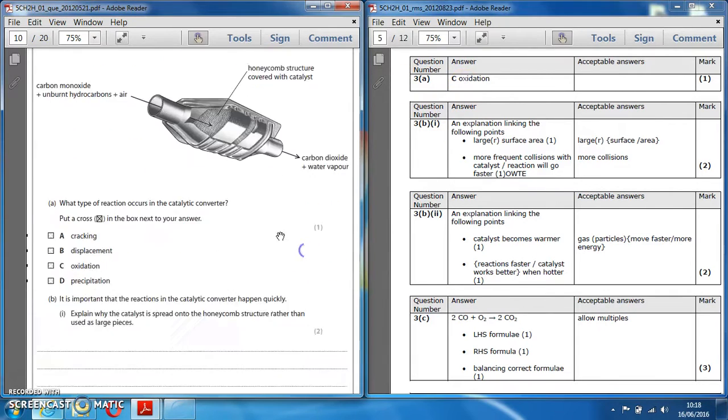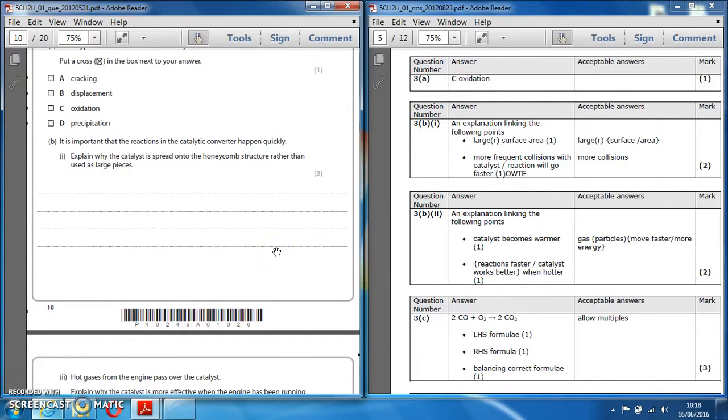Up here, for B, explain why the catalyst is spread on the honeycomb structure rather than used in large pieces. They're very nicely giving you the comparison. Why not large pieces? Large pieces would have a small surface area, so a honeycomb has a larger surface area, first point in the mark scheme. Because it's got a larger surface area, there's more surface available for collisions as part of collision theory, so the reaction will go faster. So you can just say a larger surface area, more collisions.